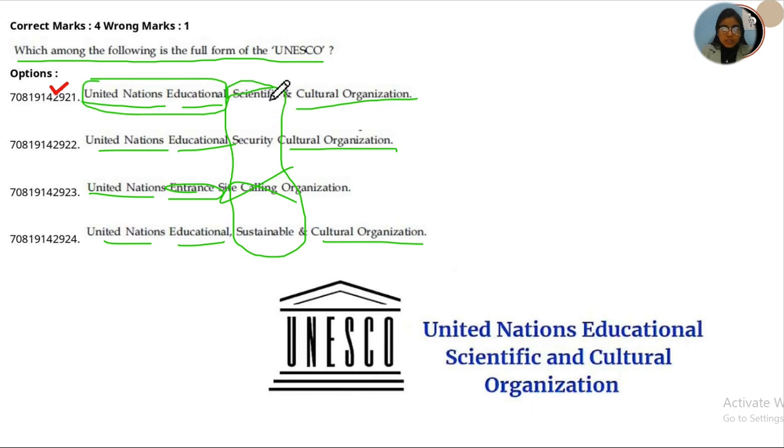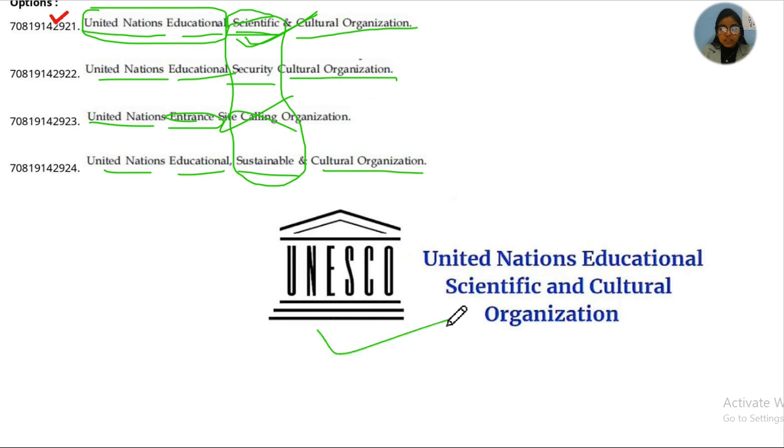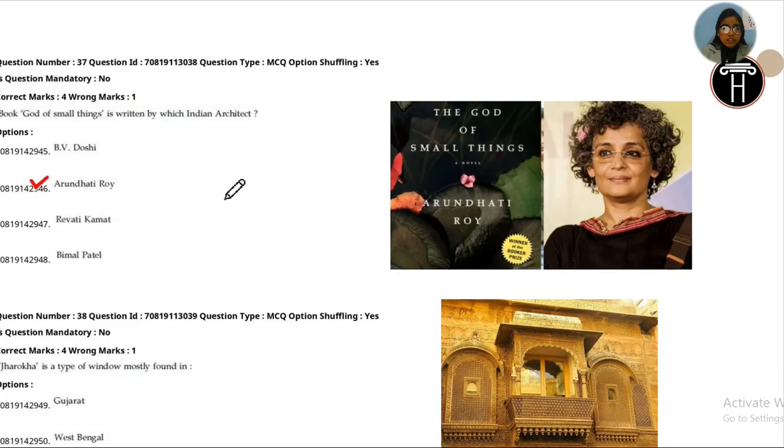Mostly what we used to do, we used to learn the first 3 words and get confused with the last words. So read every word very carefully. It is scientific, neither security nor sustainable. United Nations Educational, Scientific and Cultural Organization. This is UNESCO.